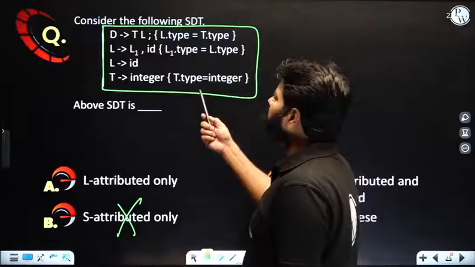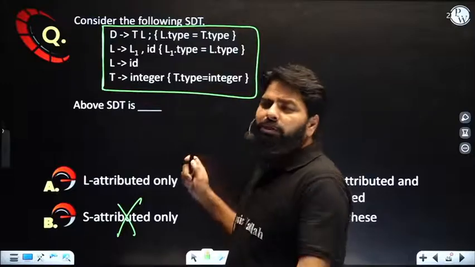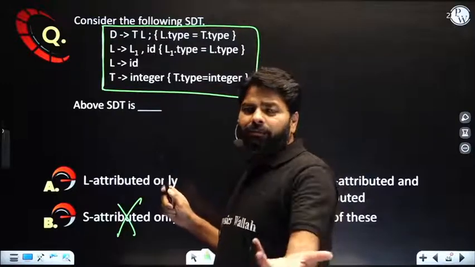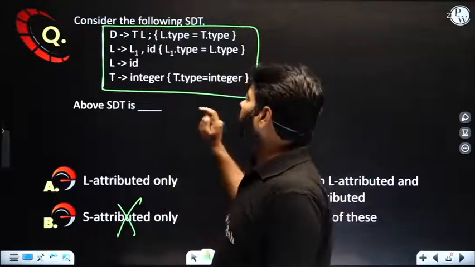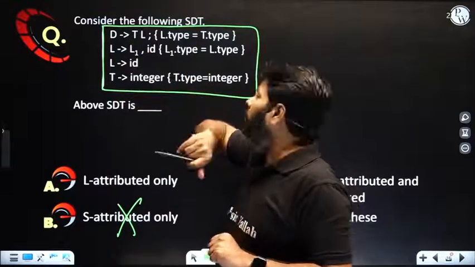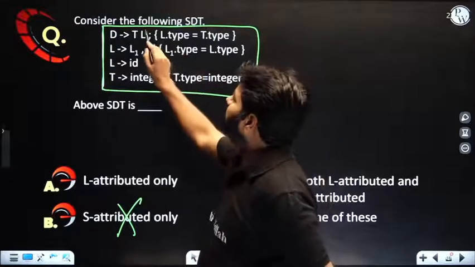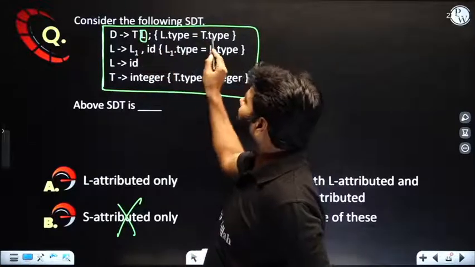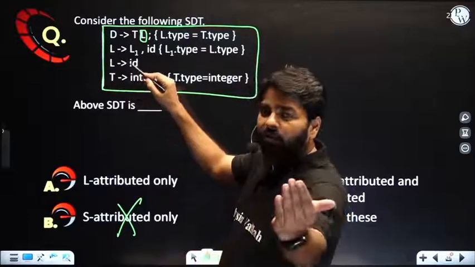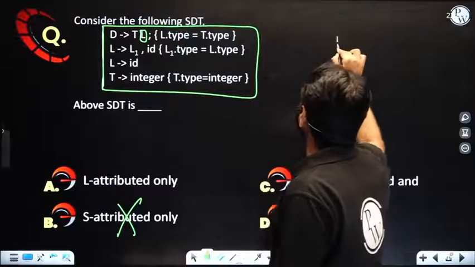Even you look at the translations, all the translations are at the end. That means there is a possibility S attributed, maybe L attributed, right? You do not know exactly. But we know translations are at the end. So one thing is done. Now go to the attribute computation. L, you are computing at this place by depending on T, means left sibling. Oh, that never happens in S attributed grammar. I am very clear, it is not S attributed.